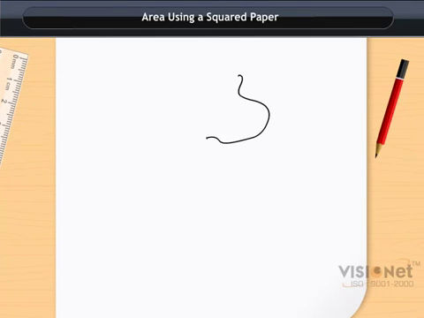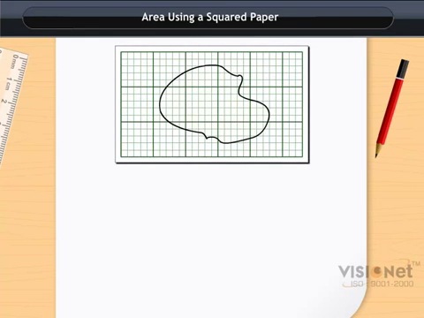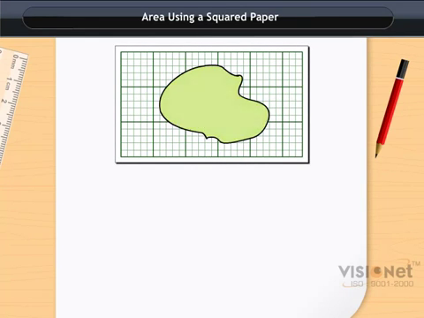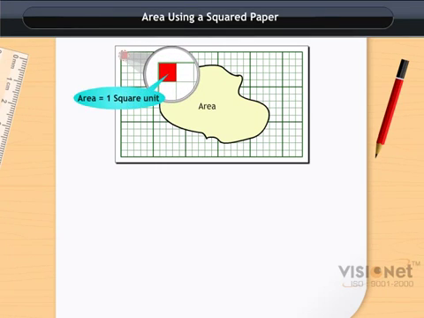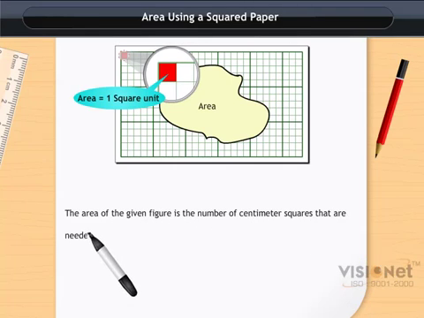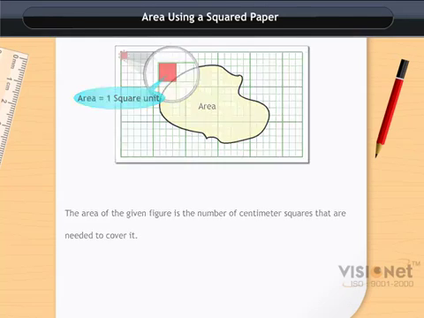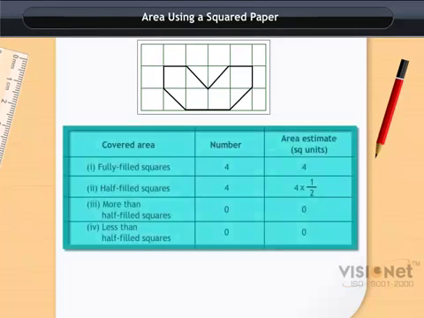To find the area of a closed figure, we place it over a squared paper or a graph paper, each square of which has a side of length 1 centimeter. Then we need to look at the squares enclosed by the figure. The area of the given figure is the number of centimeter squares that are needed to cover it. We find that some of the squares are completely enclosed, some half, some less than half, and some more than half. We adopt the following convention to find the area accurately.